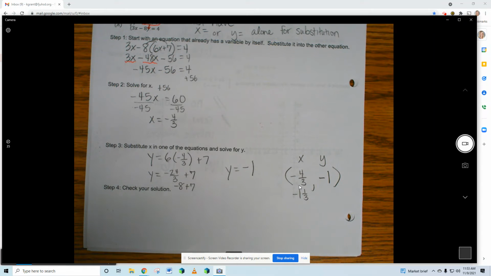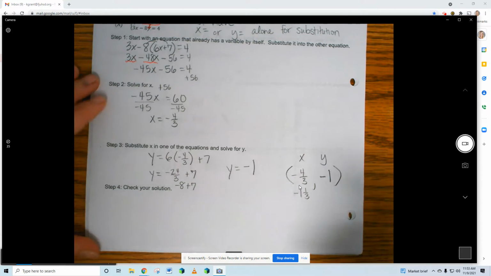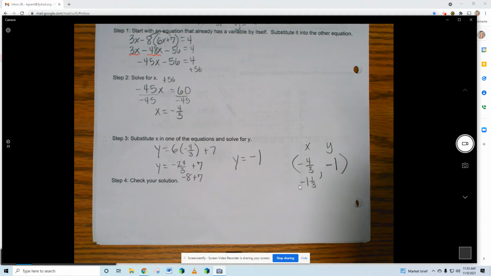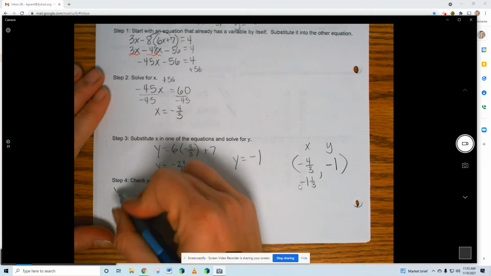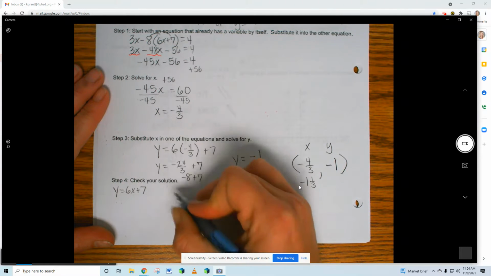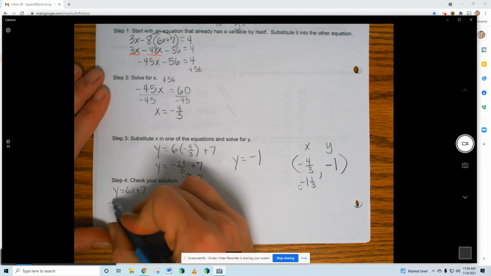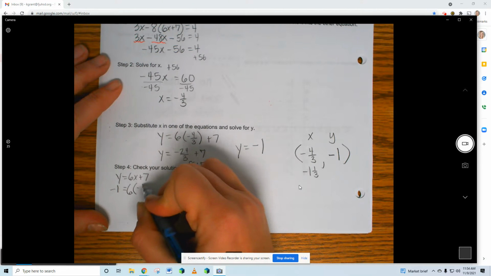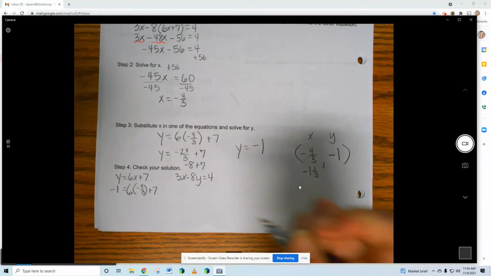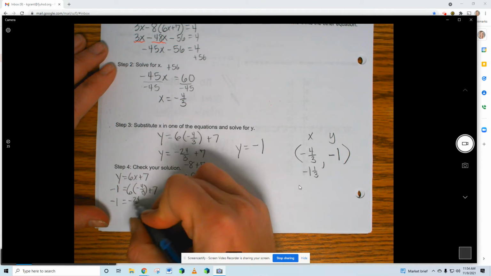Okay. Check my solution. Checking my solution means that I need to plug X and Y back in. This is what we did for homework last night. I'm only going to do this on one example in notes because it's so time consuming. Two equations: y equals 6x plus 7, 3x minus 8y equals 4. Negative 1 is y equals 6 times negative 4/3 plus 7. Negative 24 over 3 plus 7.